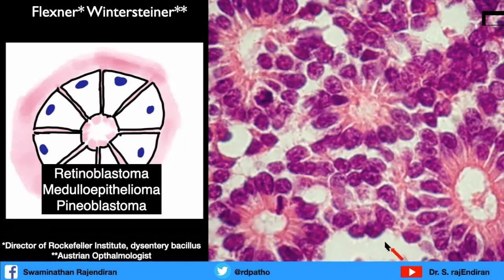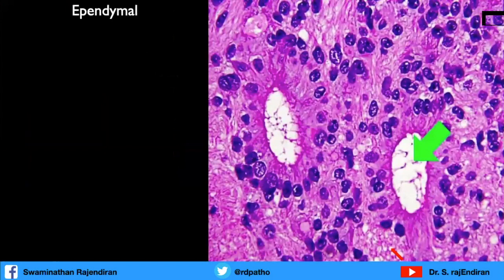This type of rosettes are seen in classically retinoblastoma, also seen in medulloepithelioma and pineoblastoma. Ependymal rosettes, they are seen in ependymoma.